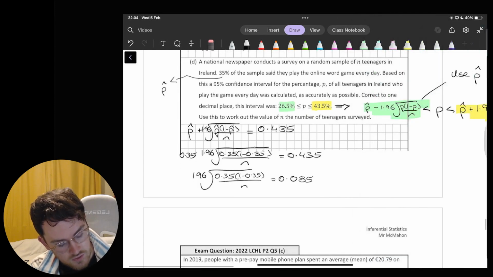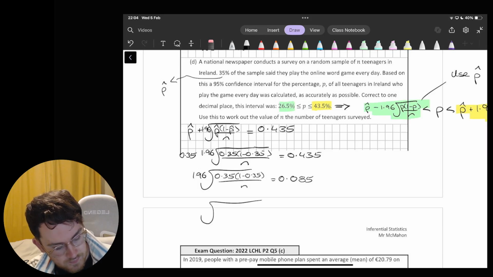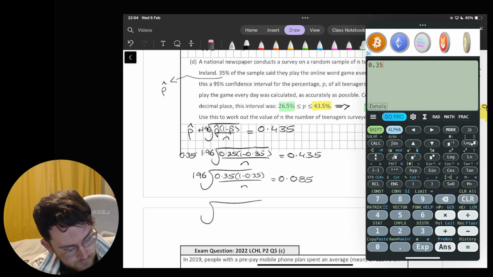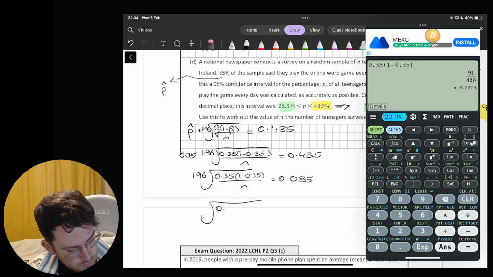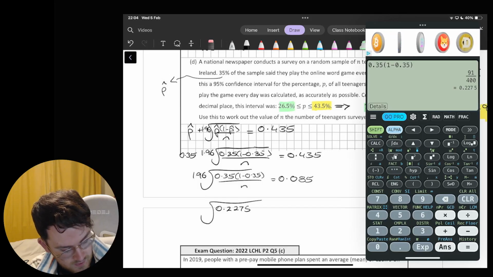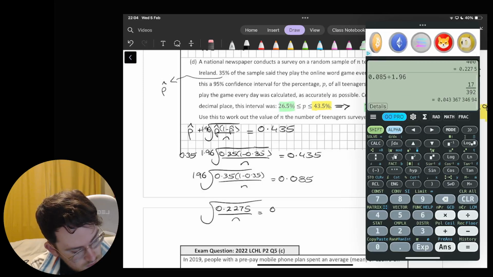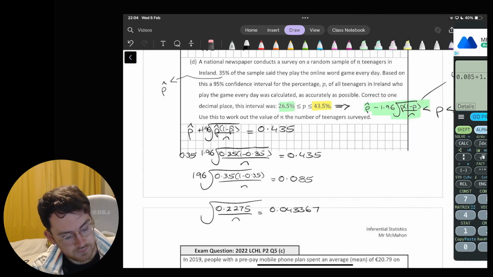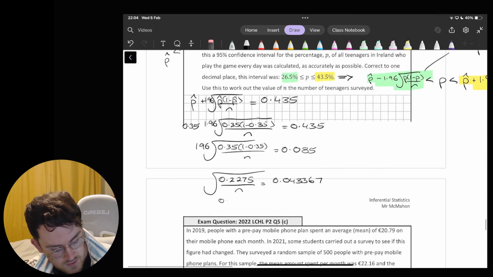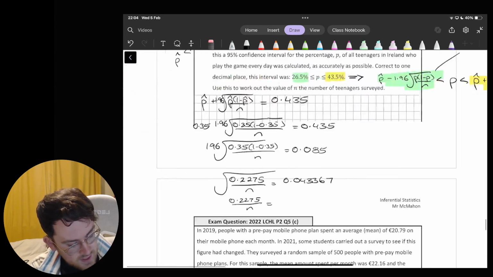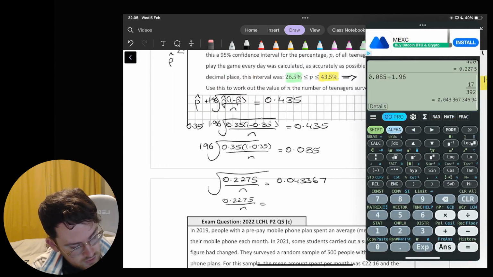Okay, again, we can also divide by the 1.96 as well. So 0.2275 over N equals 0.085 divided by 1.96, which gives me 0.043367. Okay, let's square both sides here. 0.2275 over N equals this last answer squared. So I'm going to try and keep that with me.